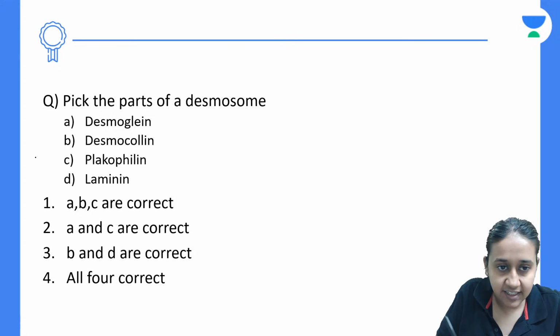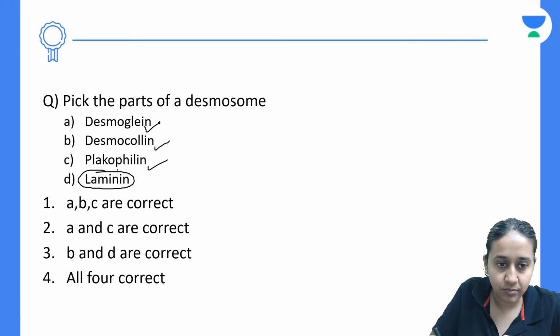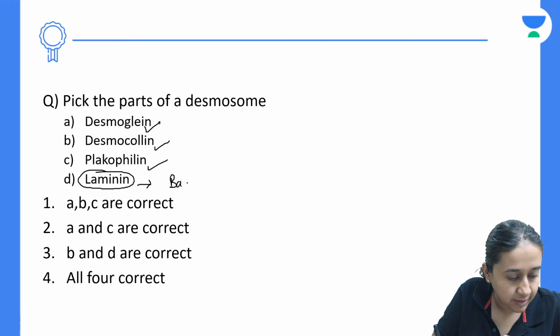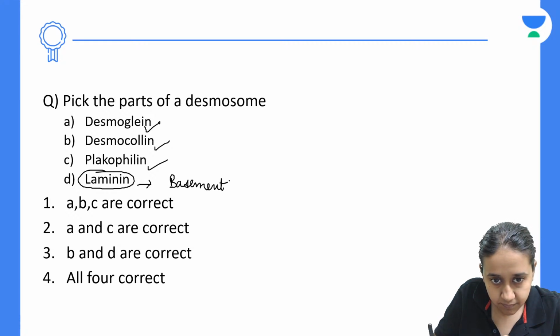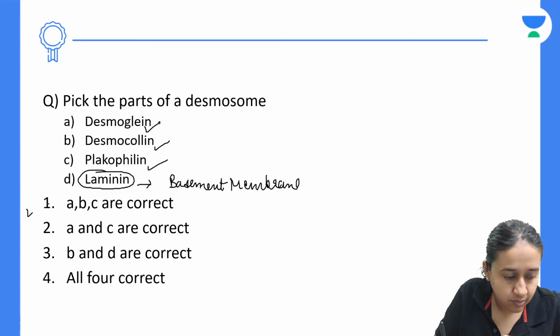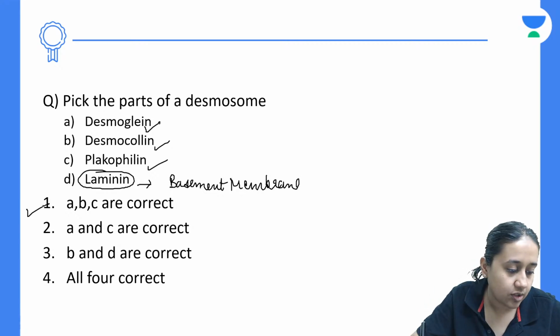Now please remember, desmosome is made up of desmoglein, desmocollin and plakophilin. Laminin is not a part of desmosome. Laminin is a part of the basement membrane. And that is why the correct answer of this question is option number 1. Is that clear to all of you? Can I get a quick thumbs up from all of you?